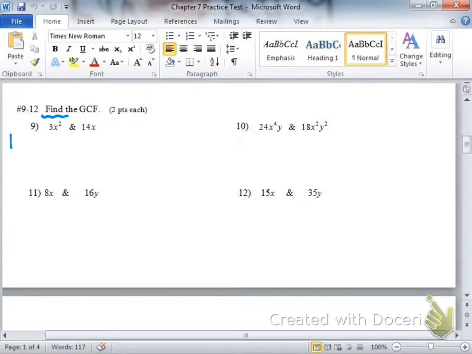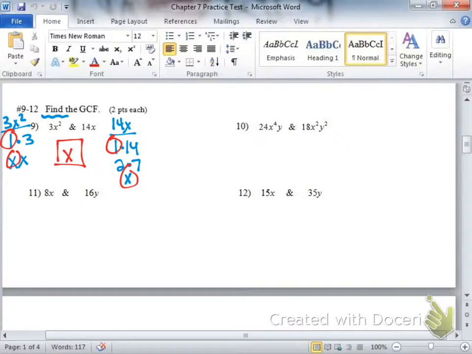So to make 3x squared, we have 1 and 3, we have x and x. To make a 14x, we have 1 and 14, 2 and 7 with an x. What do they have in common? 1x. 1x is the same thing as x, so if you just want to leave it as x, that's fine. If you want to leave it as 1x, that's fine too. Don't distribute or don't divide, don't write with parentheses, that's it.